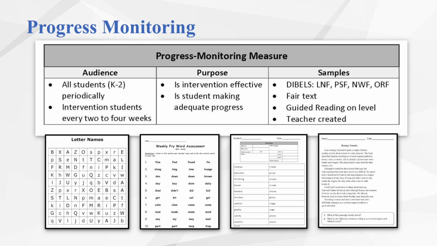For those students that we already have concerns about, we will progress monitor them more frequently. Again, just to make sure that the gap isn't widening, and also to make sure that our intervention and instructional plans are effectively helping the students catch up. For those students who are most at risk, we recommend progress monitoring them as frequently as every 2 to 4 weeks. At the bottom of your screen are samples of possible progress monitoring tools.